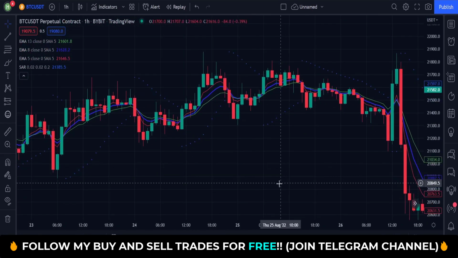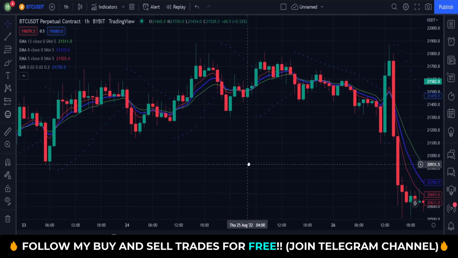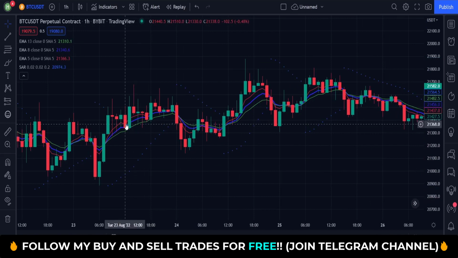So please backtest this strategy yourself before using it. We can definitely improve this strategy with the help of another indicator, so let's do that.